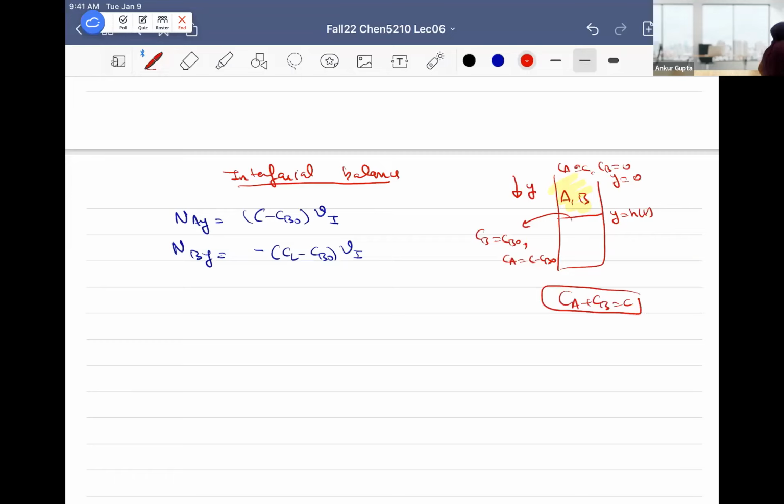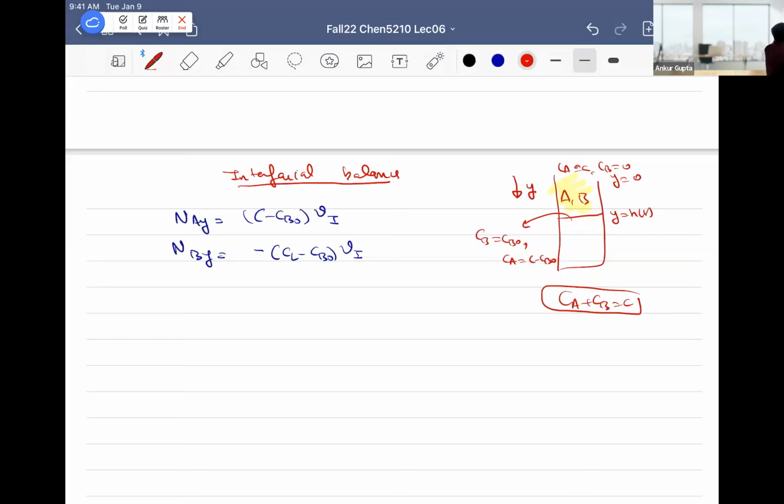And does it make sense? It's saying that flux of A is in the positive direction. And remember that y is pointing downwards. And how can you understand that? Note that the concentration of A at the top of the column is c, and the concentration of A down at the interface is c minus CB naught. So it's lower, right? So it's going from higher concentration to lower concentration. So it's going to go in this direction, which is positive y. That's why NAY is positive.